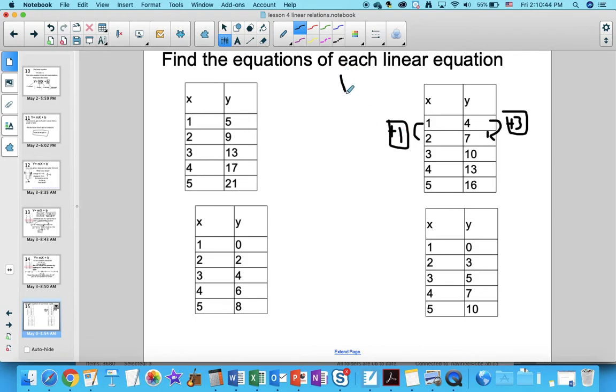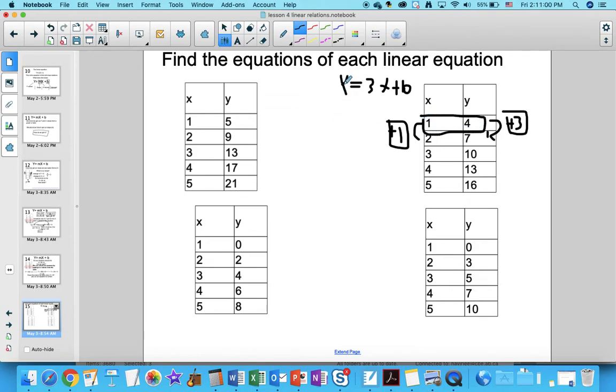So now I know my equation, right? Y equals 3x plus b. Now I pick any one. And again, pick the smallest row. It's the easiest one to do. 1 and 4. Done. Okay.